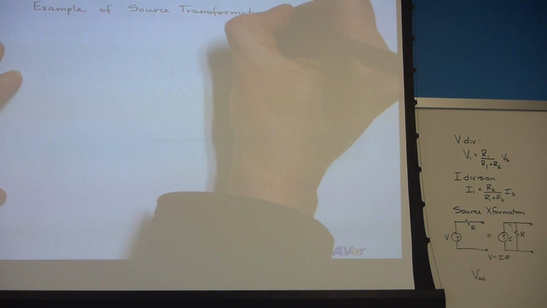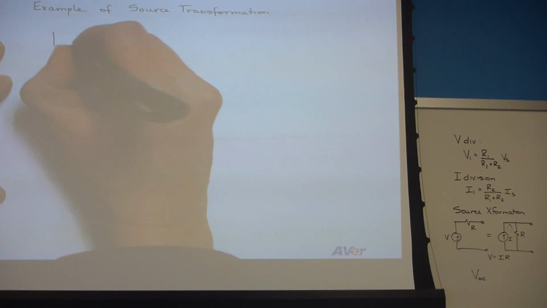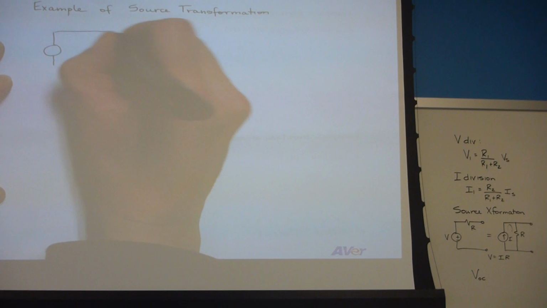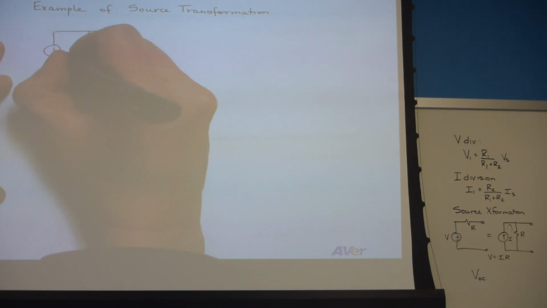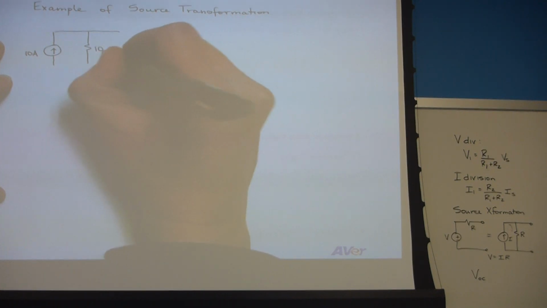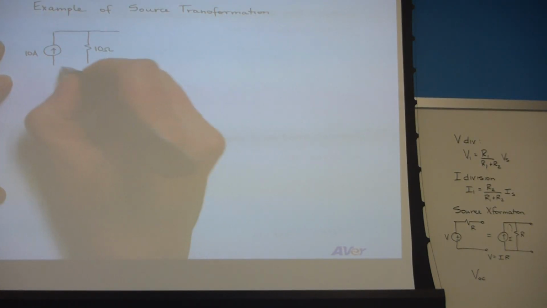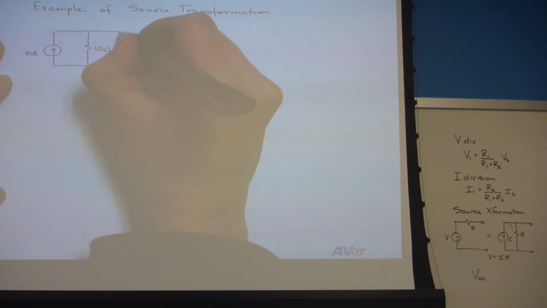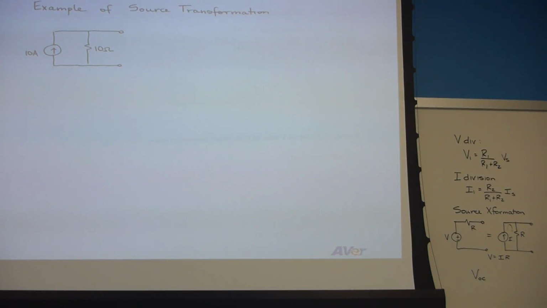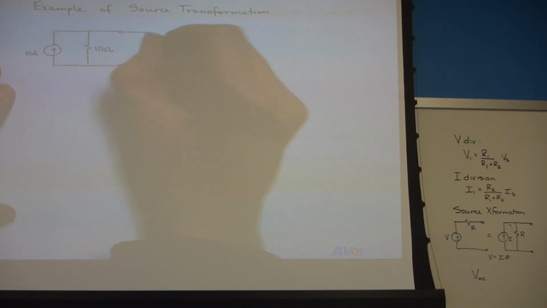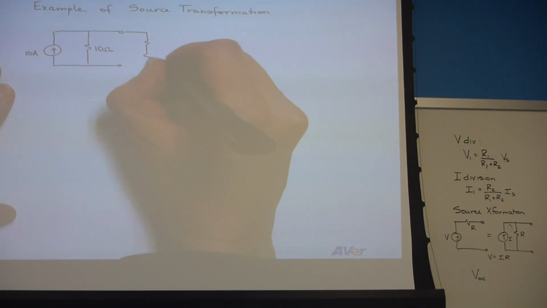So let's say we have the following circuit. We have a 10 amp current source in parallel with a 10 ohm resistor, and then that is connected. I'm going to draw terminals here. We don't really need them in the circuit, but just to understand that this is a current source that has then been connected to the following set of resistors.